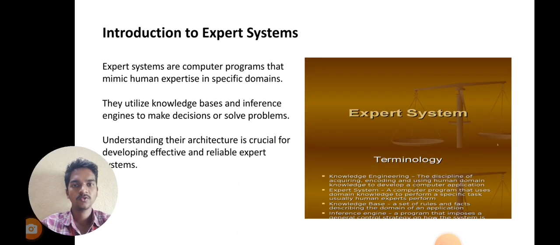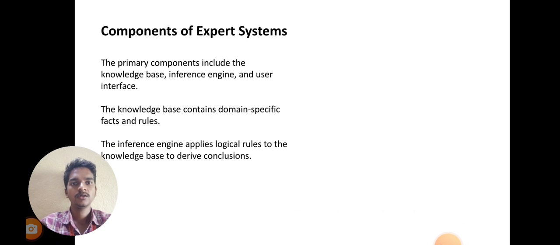Let us move on to the next, which is about components of expert system. There are some components of expert system. Let us know about them. The primary components include the knowledge base, inference engine, and user interface. The knowledge base contains domain specific facts and rules. The inference engine applies logical rules to the knowledge base to derive conclusions.